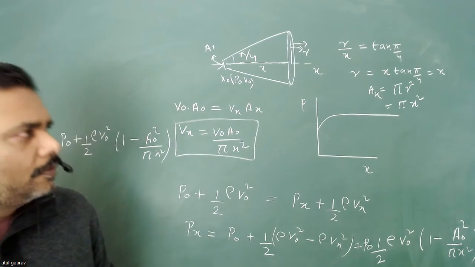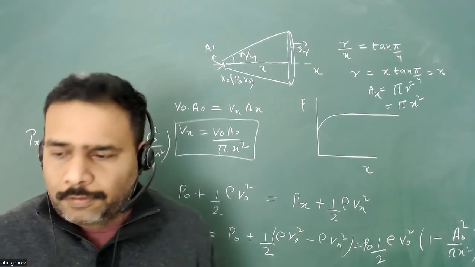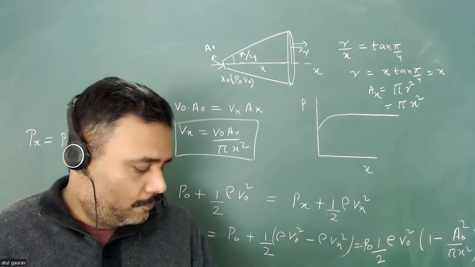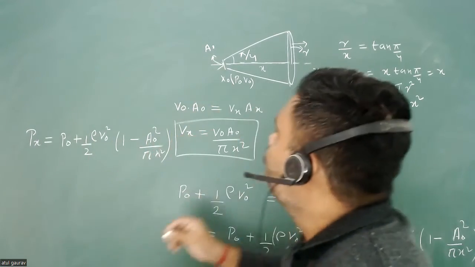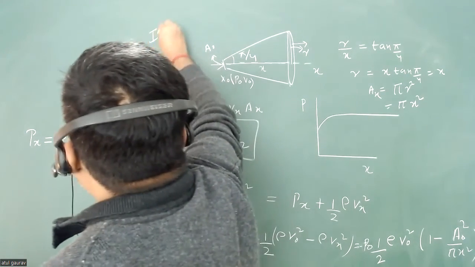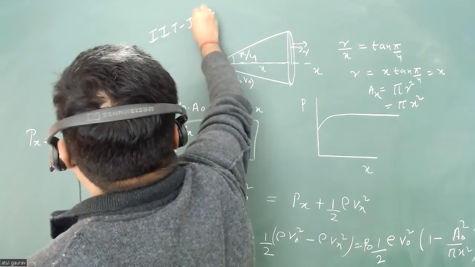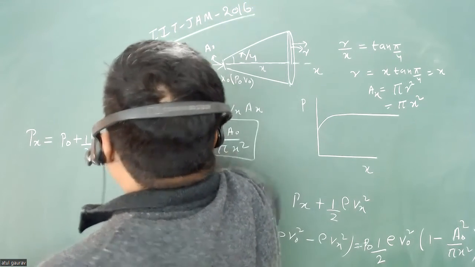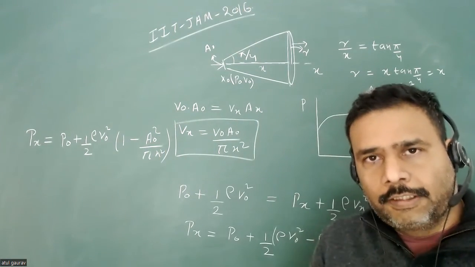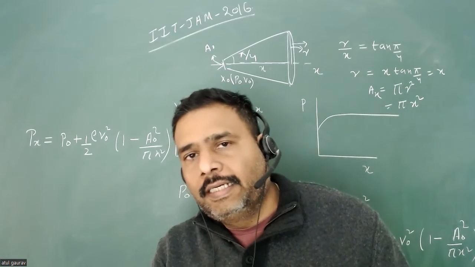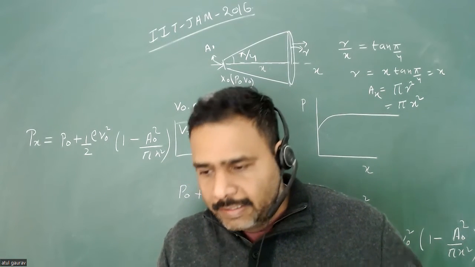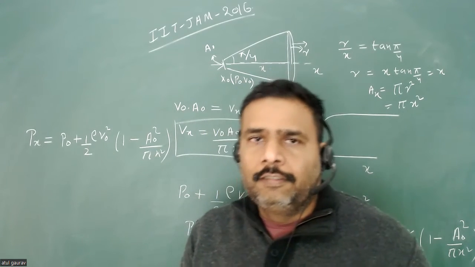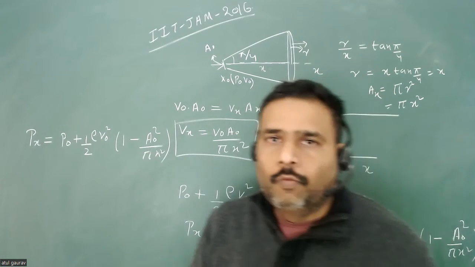This was one of the very nice problems asked in your IIT-JAM examination. If I am not wrong, this problem was asked in 2016. So this is a wonderful problem. You just have to use the equation of continuity and Bernoulli's theorem, and you can easily see how velocity is changing, how pressure is changing, and everything you can calculate. So let's go for one more problem.